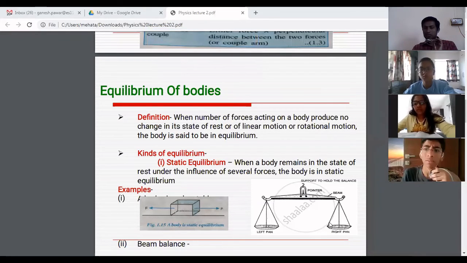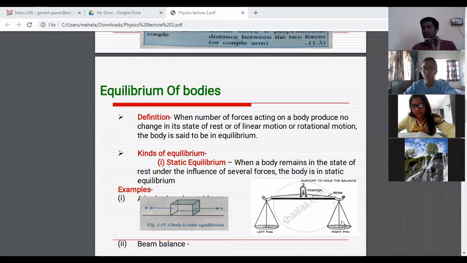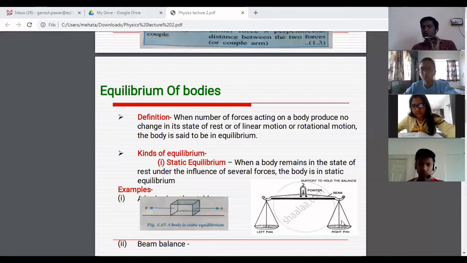Yes, sir. Okay, because I'm saying the weight in the right pan is more. When clockwise moment is more than anti-clockwise moment, are the two moments cancelling each other? No, sir. That's why the pointer is not at the center.